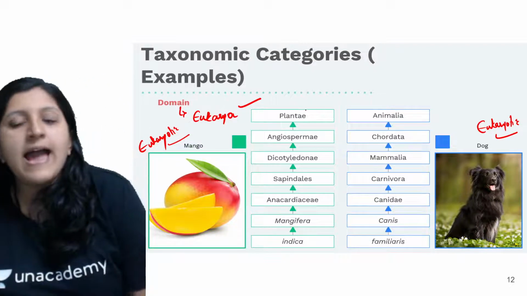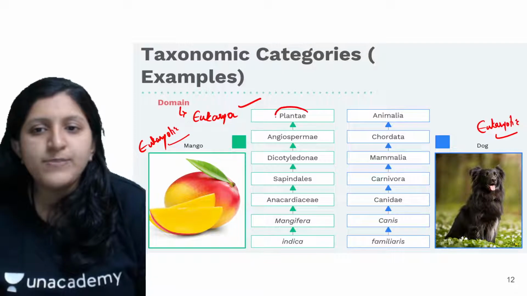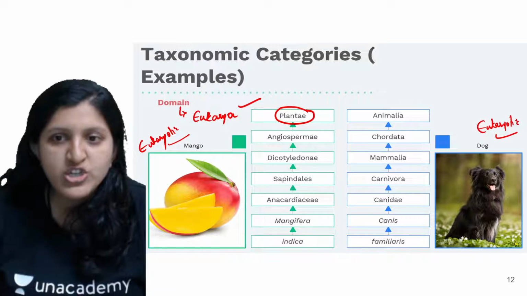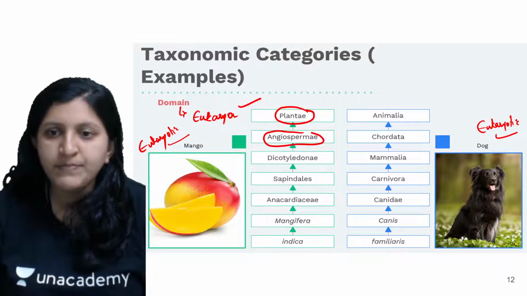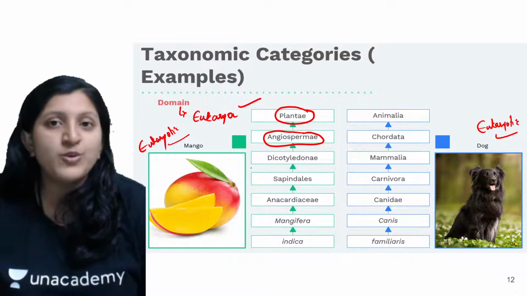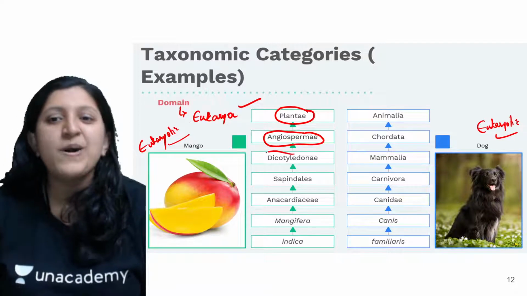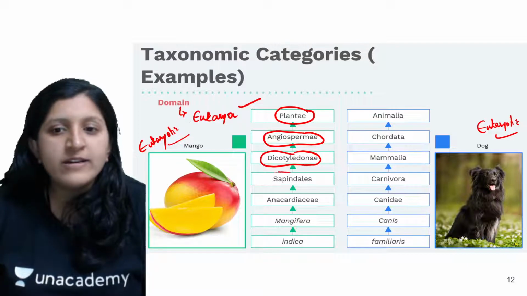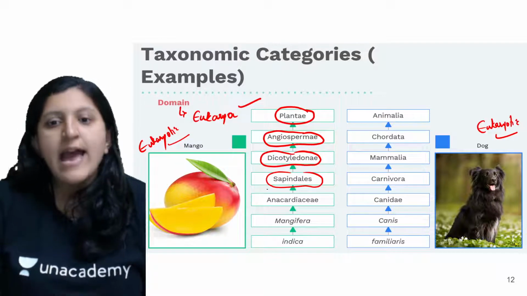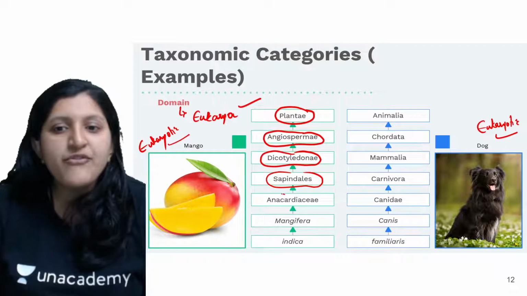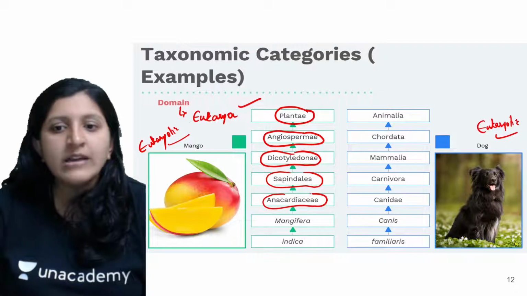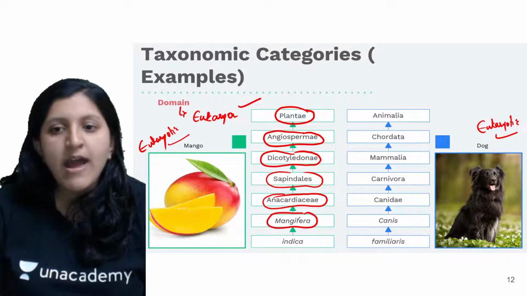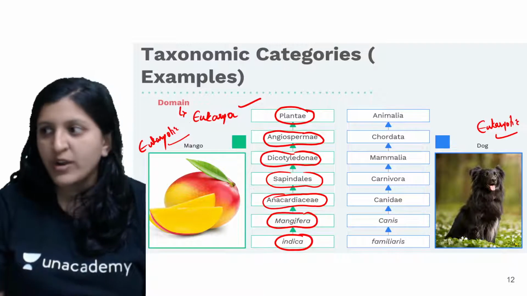You can see the example: the plant kingdom, belonging to the division angiosperm. The class is dicotyledon. Then you can find the order Sapindales. Then there is the family, which is Anacardiaceae. The genus name is Mangifera and the species name is indica.